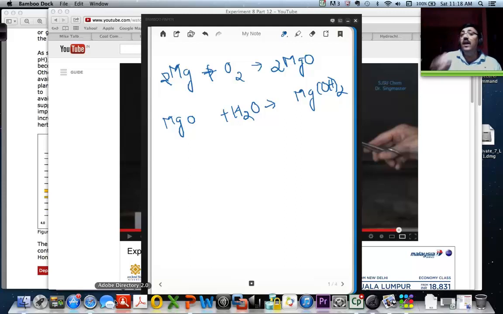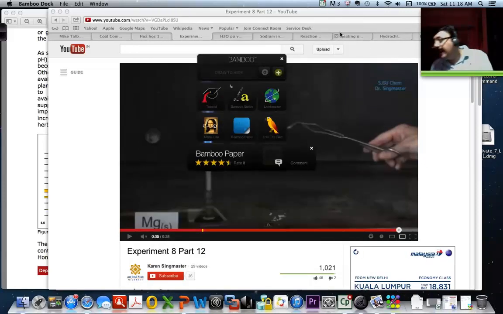And I've shown how the magnesium oxide can be prepared. By just burning magnesium in the presence of oxygen, magnesium oxide gets formed, and the magnesium oxide can now be dissolved in water to produce magnesium hydroxide. I hope this procedure is very clear. I showed you so many examples, right? Now let us look at the next.